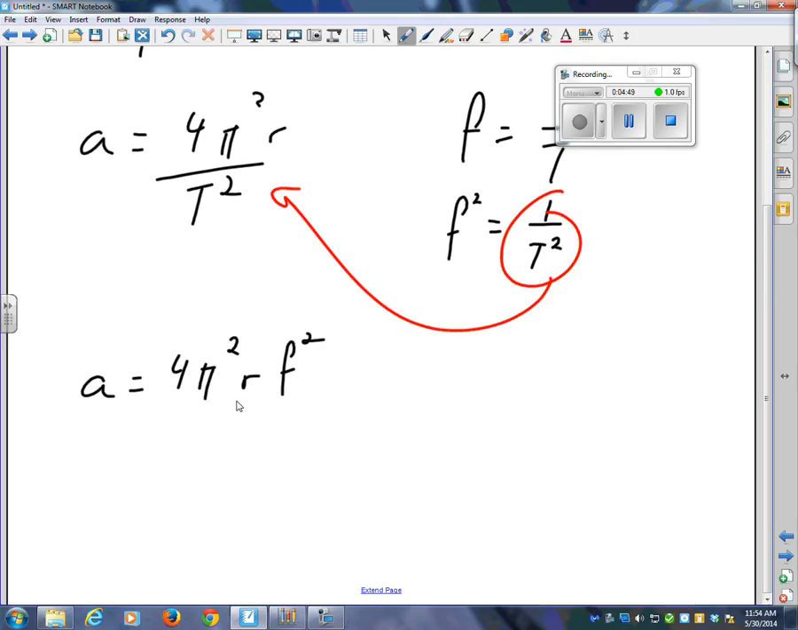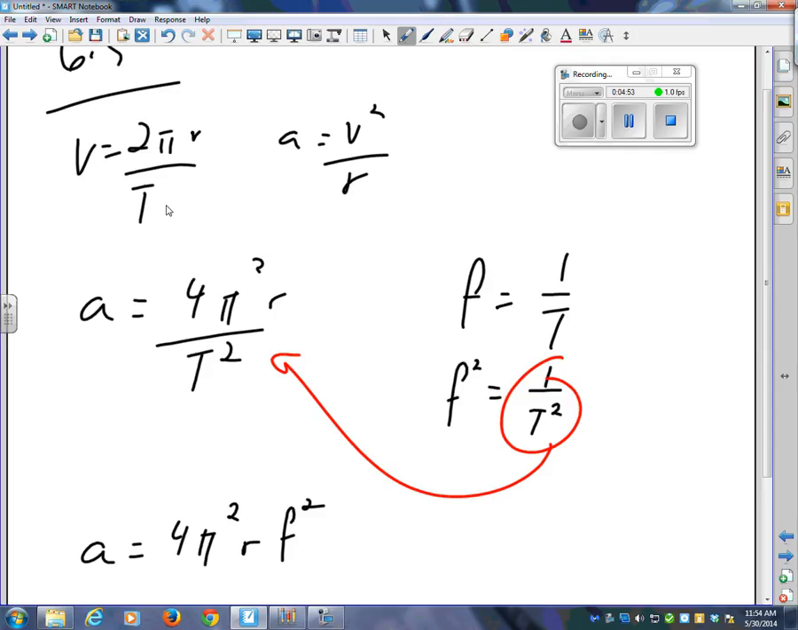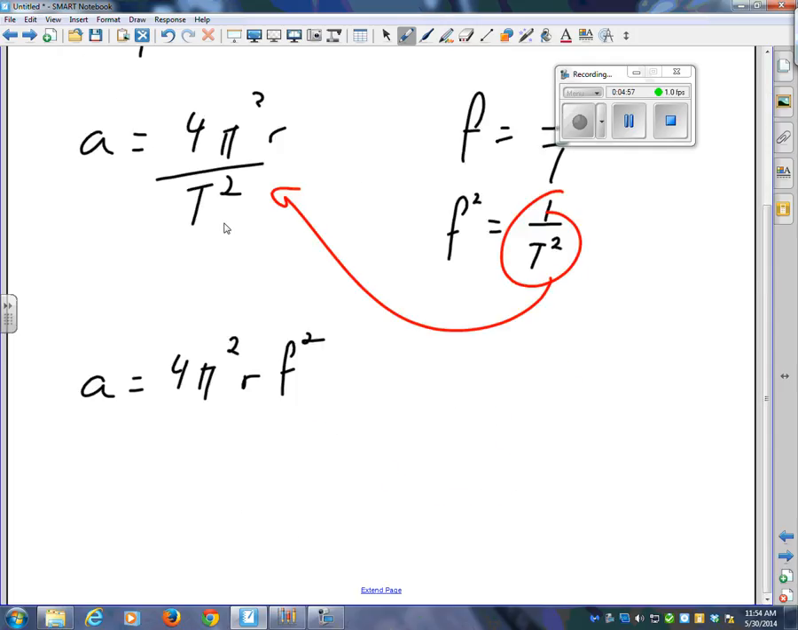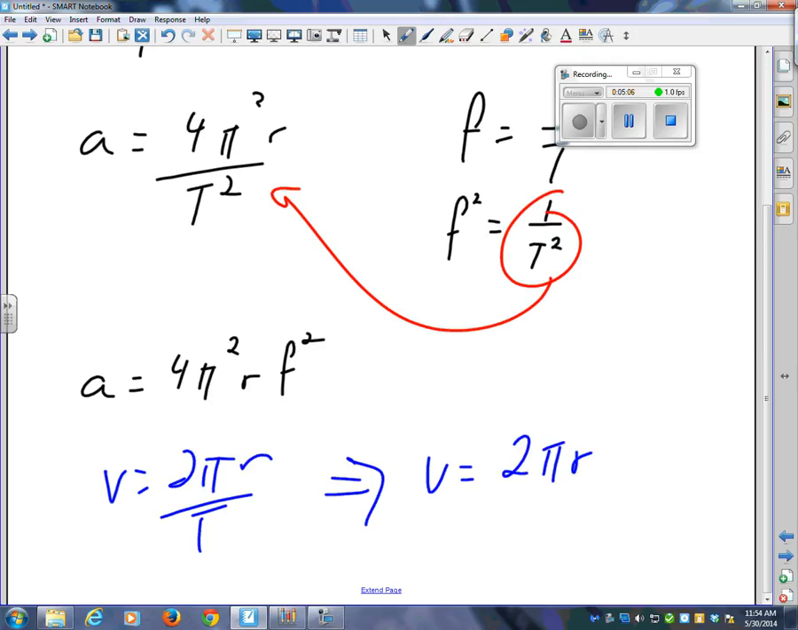Okay? And I think the same is true for this one here. V equals 2 pi r over t can become v equals 2 pi r f.